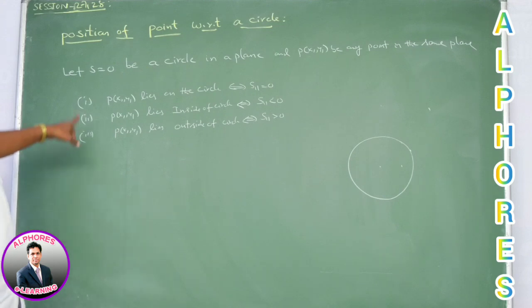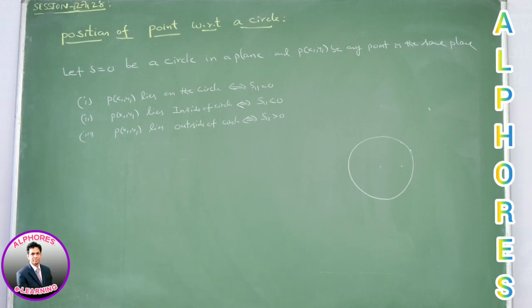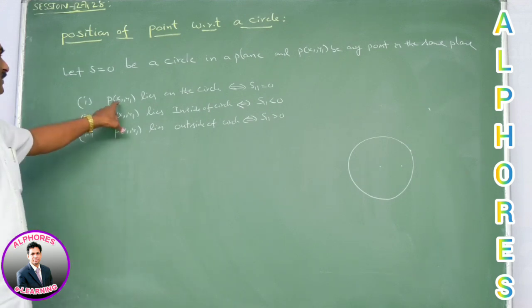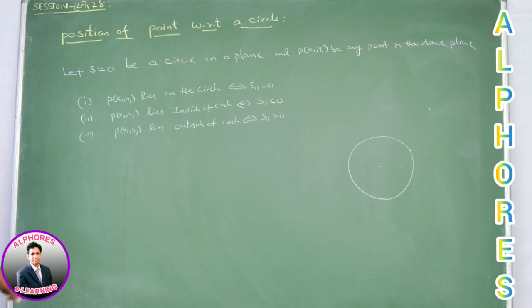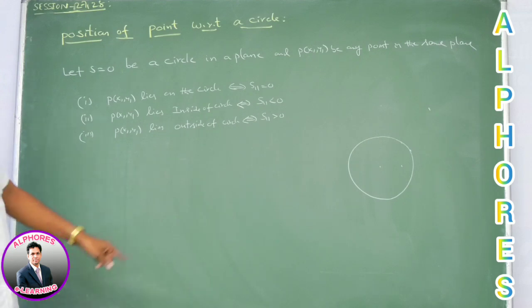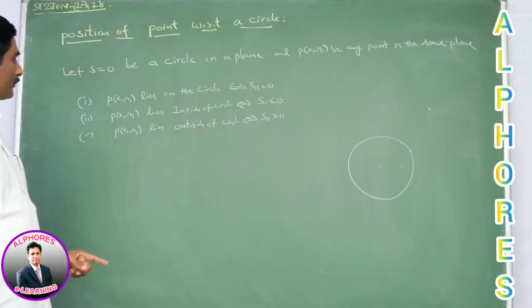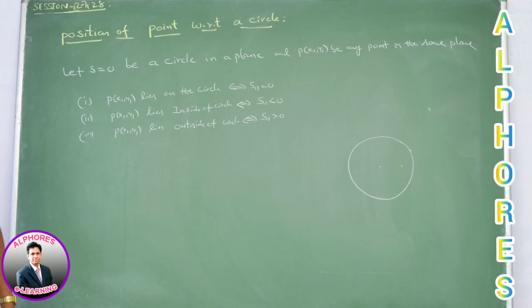Please note this point. Let S = 0 be a circle in a plane, and P(x1, y1) be any point in the same plane. First, the point P(x1, y1) lies on the circle if and only if S11 = 0. P(x1, y1) lies inside of the circle if and only if S11 < 0. P(x1, y1) lies outside of the circle if and only if S11 > 0.